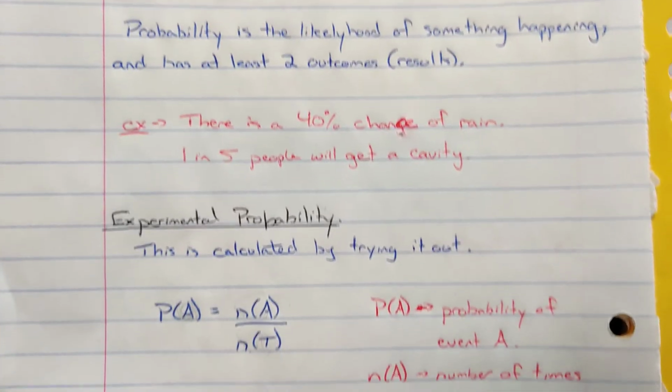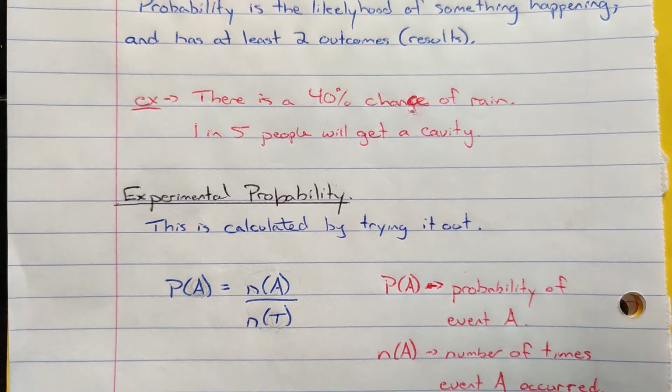So first off, we're going to look at experimental probability. And so this is just calculated by trying things out. So we run an experiment, we flip a coin 50 times and see how many times heads comes up and how many times tails comes up to see what the probability of each is.